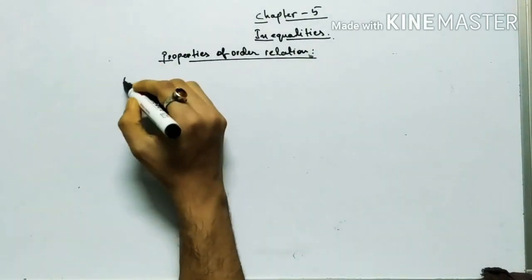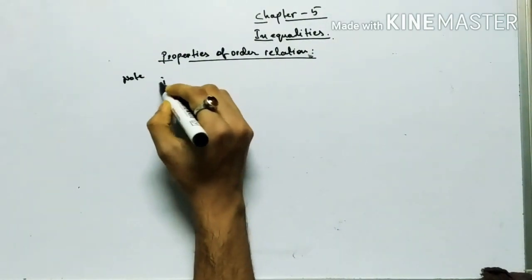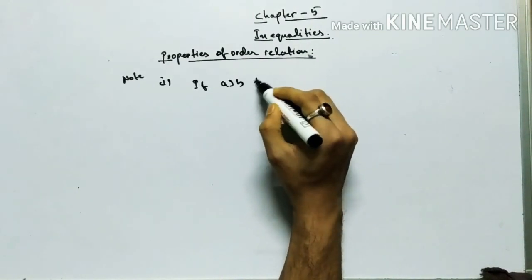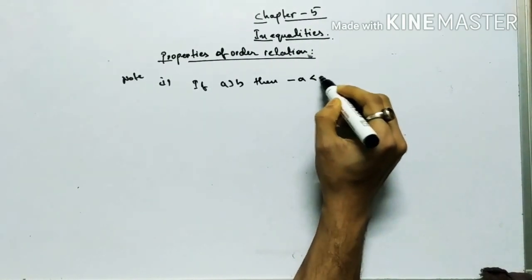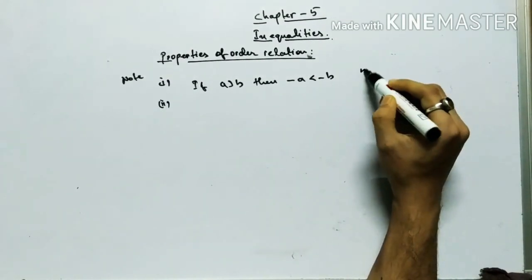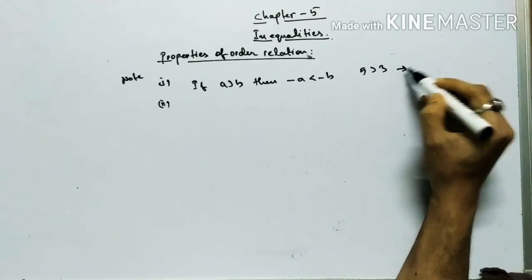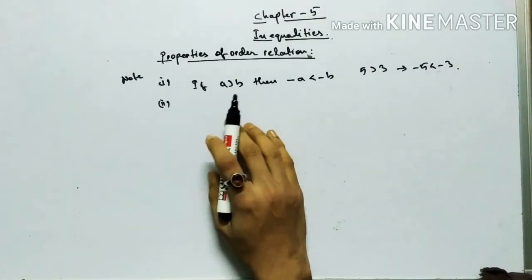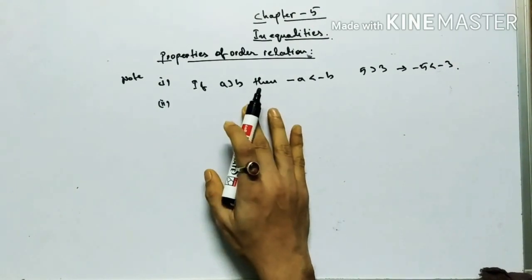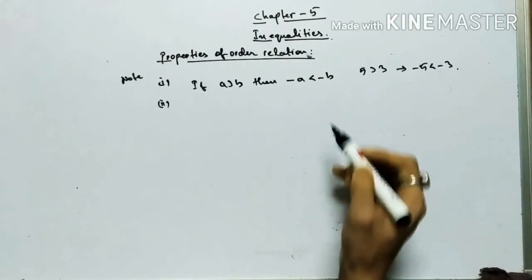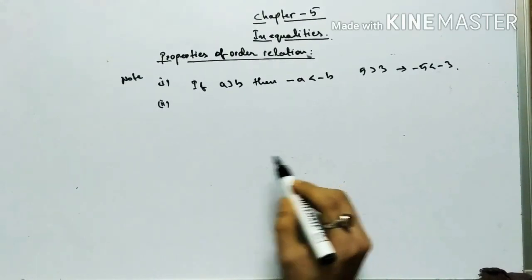Now you see, note number 1: if A is greater than B, then minus A will be less than minus B. For example, 5 is greater than 3, minus 5 is less than minus 3. Understand? As soon as you multiply both the left hand side and right hand side by a negative number, the sign will automatically change.